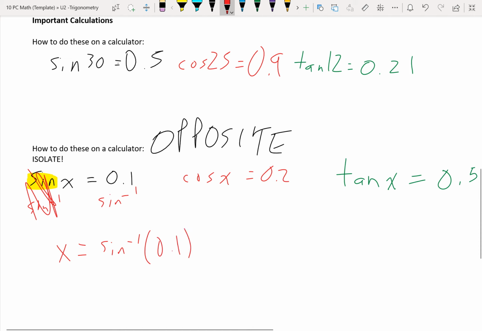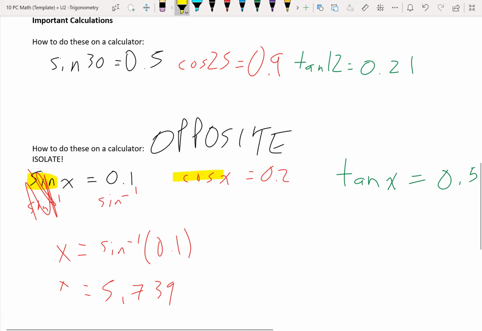You don't have to put the brackets. I like to put them just to make it clear. So when I do that on my calculator, I get 5.739. Now, just think for a sec. This was an angle, so I need to put my units. That's going to be degrees. That's a common error that people make: they figure out what the angle is, but they forget to write the units.